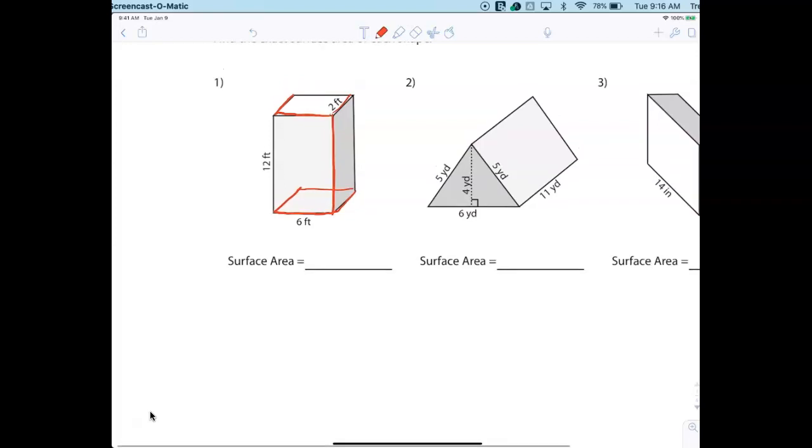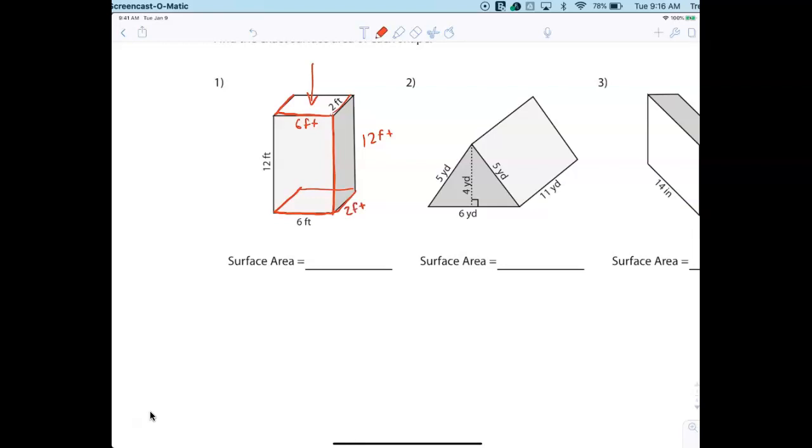So on the top, that looks to me like a rectangle. And how do I know it's a rectangle? Because that would be 6 feet right there, correct? Yeah. And then all of these are 12 feet. Is everybody with me on that? Yeah. All right. And then this down here would be 2 feet.